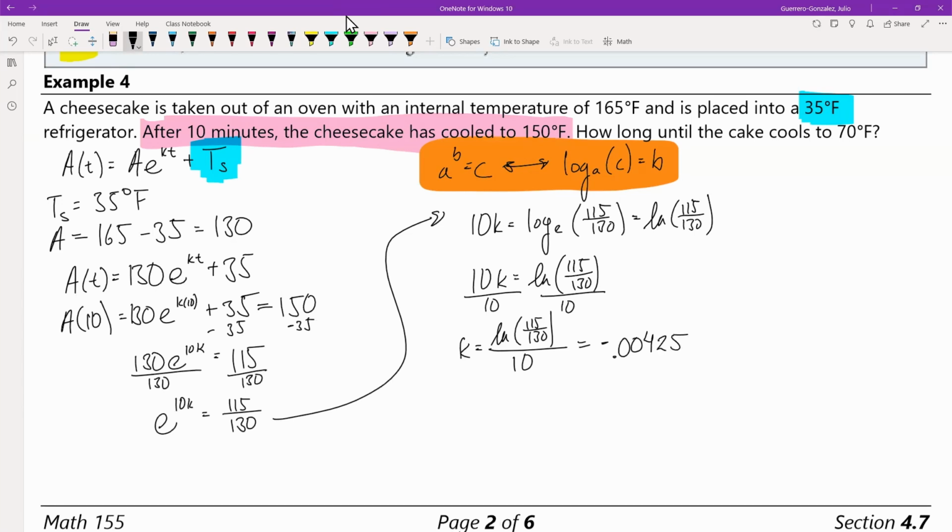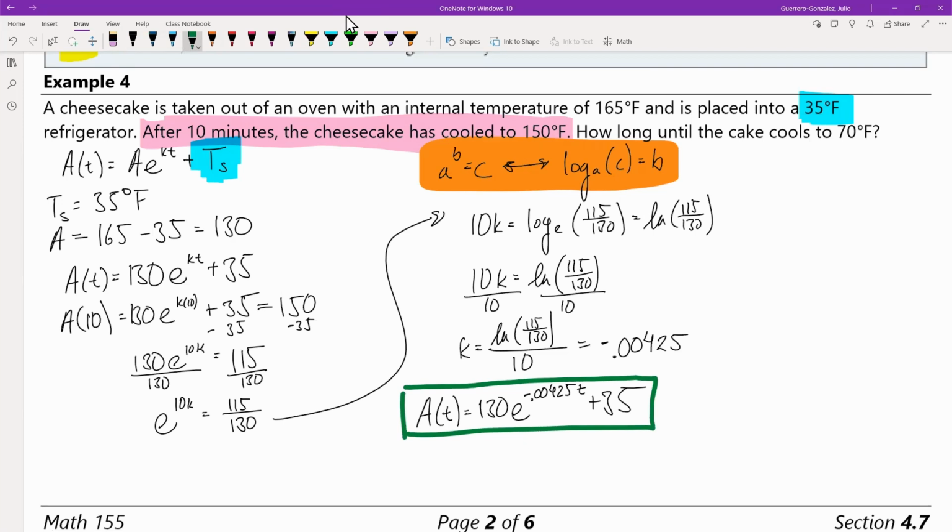So we have our equation now, right? My A of t is going to be 130 e to the negative 0.00425 t plus 35. Okay? Whew. This is the equation that models the temperature of my cheesecake. Now the next question is asking the last bit right here.